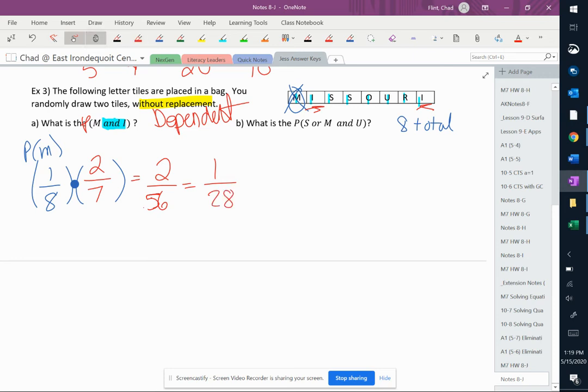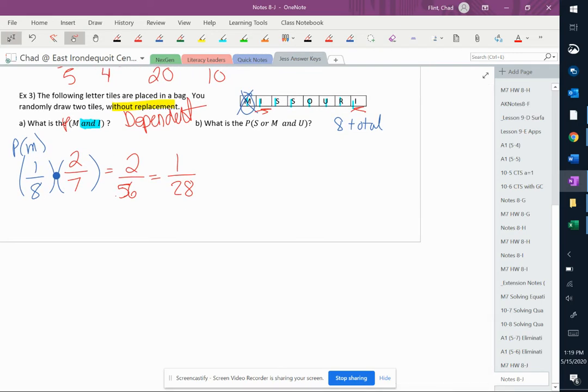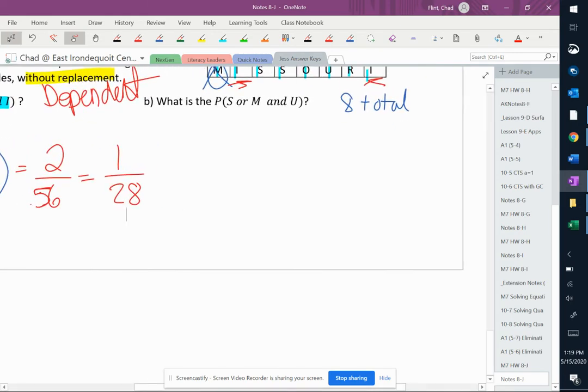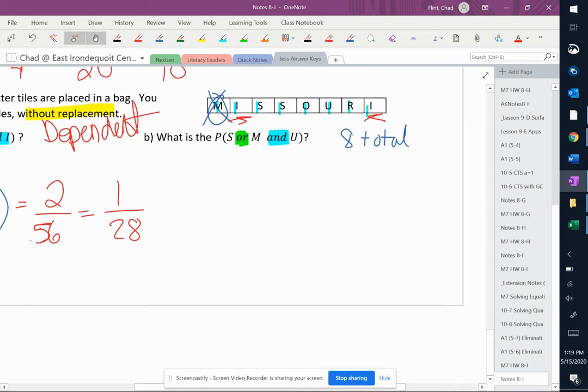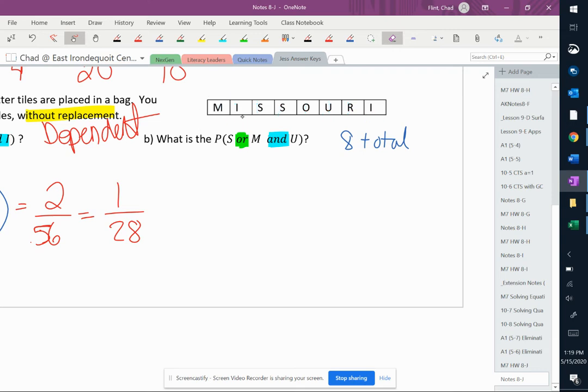Okay. So now B. This one's a good one because this one's got 2 pieces involved. It's got an and an or. So let's clear this out. So a new problem, I'm starting fresh, like part A has nothing to do with this part B. So what is the probability of getting an S or an M? So remember, with or, I'm using addition. So there's 2 S's and 1 M. So 2 S's plus 1 M gives me 3 out of 8.